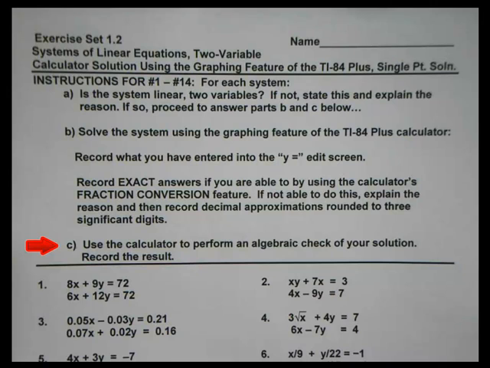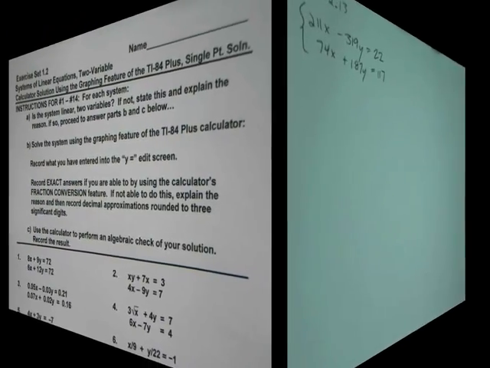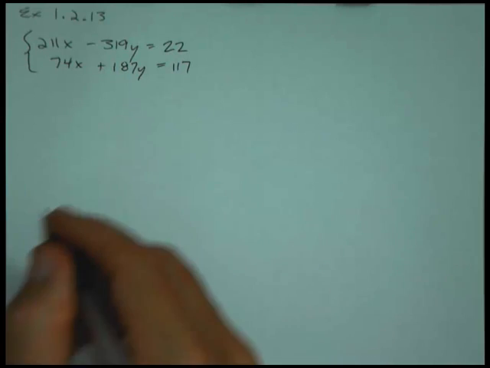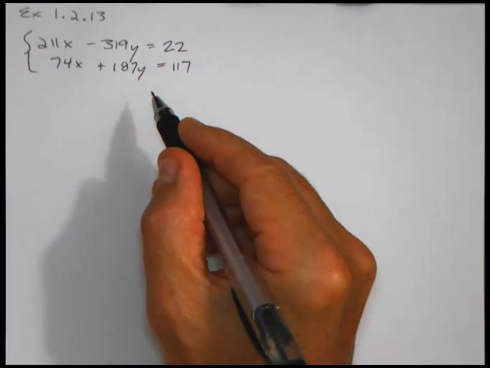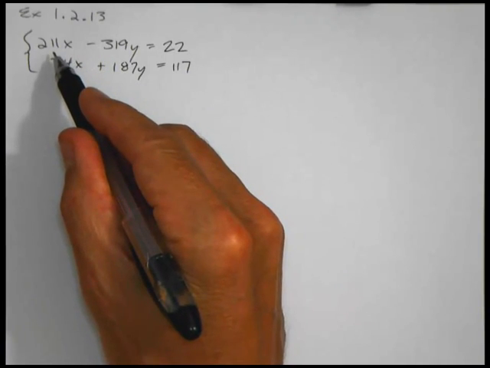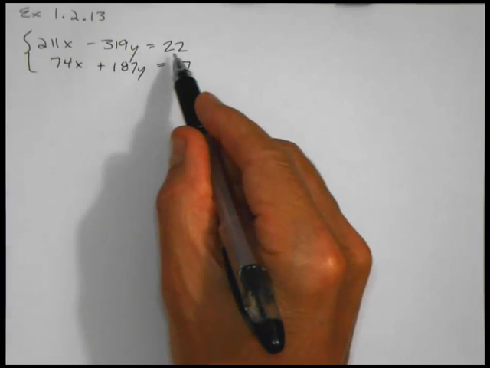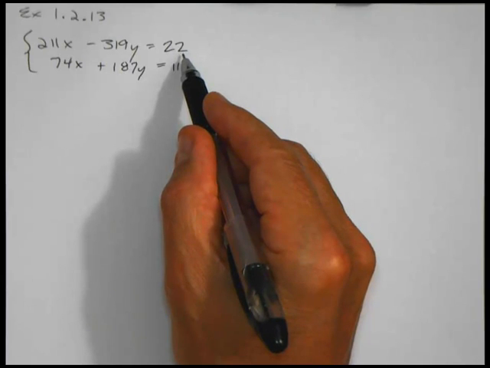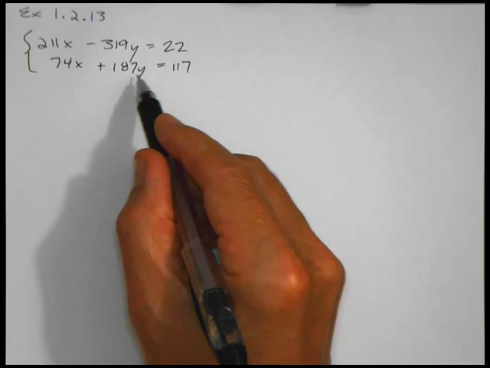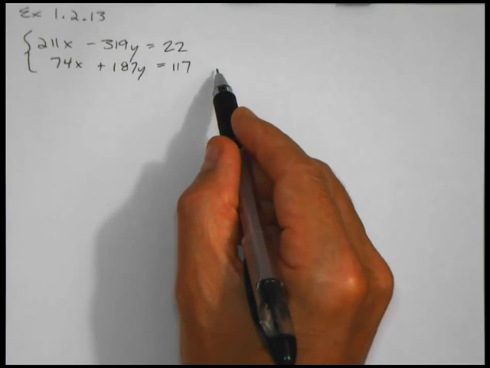C. Use the calculator to perform an algebraic check of your solution. Record the result. Exercise 13. Alright, is this a linear system, 2 variables? Looking at the first equation, has the form ax plus by equals c. That's a linear equation. The second equation, it has the form ax plus by equals c. That's a linear equation. Alright.